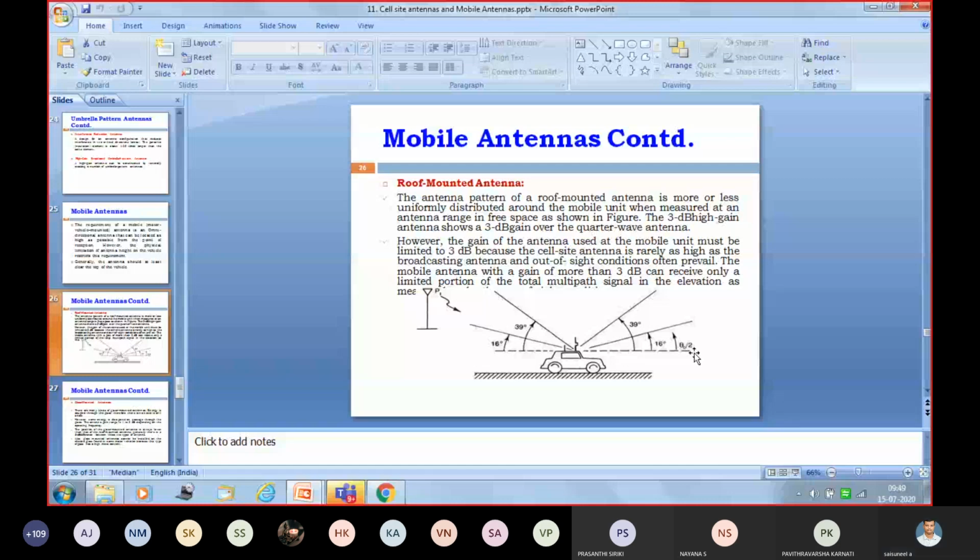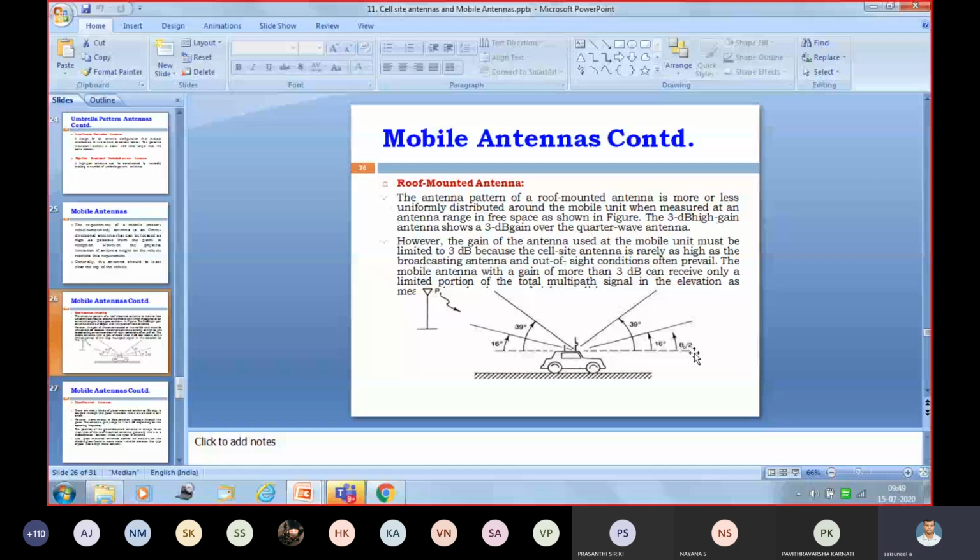The second one is glass mounted. In first generation, the antenna is visible, but from second generation onwards, the antennas are not visible to every user. The antennas are fixed inside your mobile unit. Look at your mobile. Is any antenna visible to you? No. Why? The antennas are fixed inside the mobile unit.